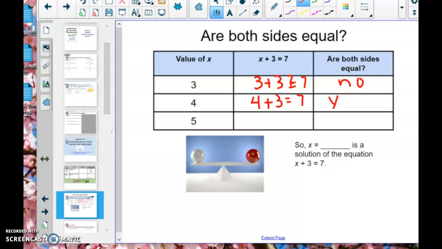Sorry about that. We had a little interruption. Yes, that would be equal. And then I can check 5. Does 5 plus 3 equal 7? That would be a no. So x equals 4 is the solution of the equation x plus 3 equals 7.